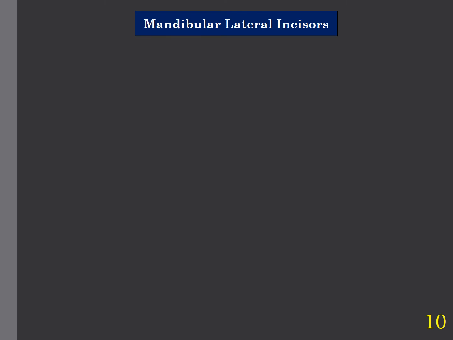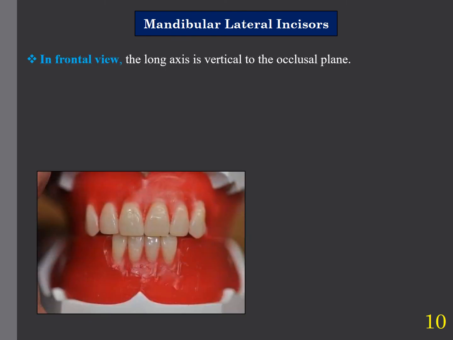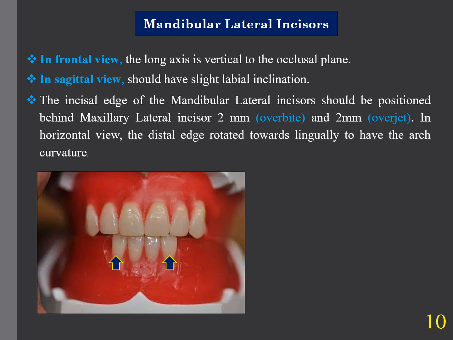The second tooth is the mandibular lateral incisor. In a frontal view, the long axis is vertical to the occlusal plane. In sagittal view, it should have slight labial inclination. The incisal edge of the mandibular lateral incisor should be positioned behind the maxillary lateral incisor by 2 mm, which means overbite, and 2 mm, which means overjet. In horizontal view, the distal edge is rotated lingually to have the arch curvature to receive the canine.